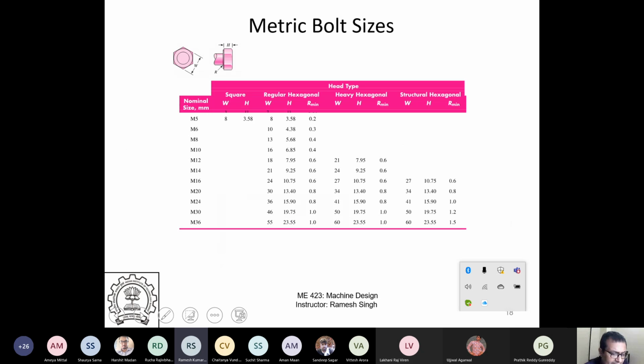For metric bolt sizes again, there is M5, M6, M8, M10, M12, 14, 16, 20, 24. So you don't get 22. So these are the nominal sizes which you actually get. M6 means a 6 mm bolt. So your nominal diameter and the unthreaded portion will be 6. Okay. And then the W for M5 is 8, 1.5 times give or take. And these are the dimensions for every kind of screw which you need.